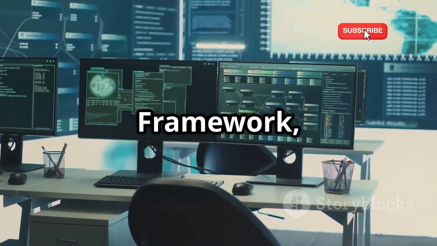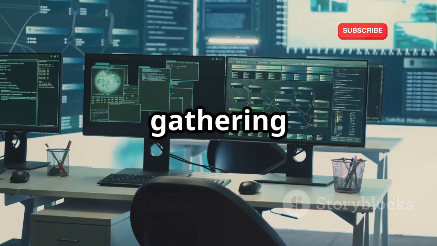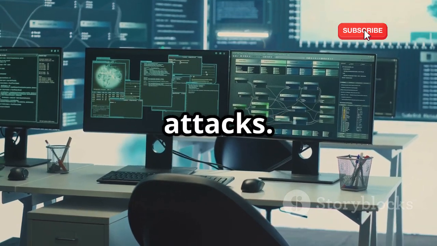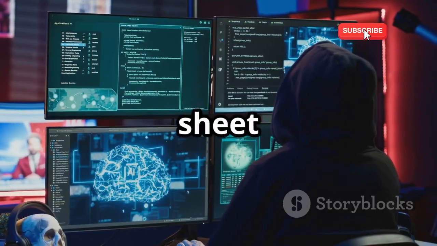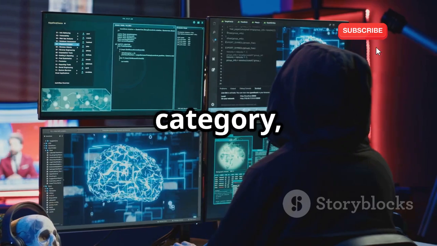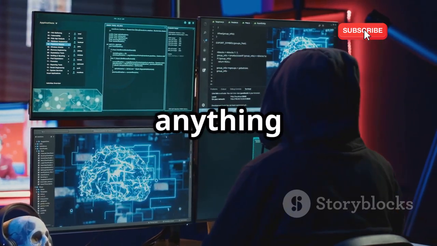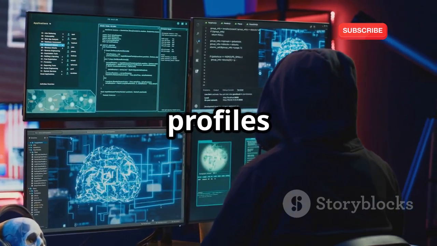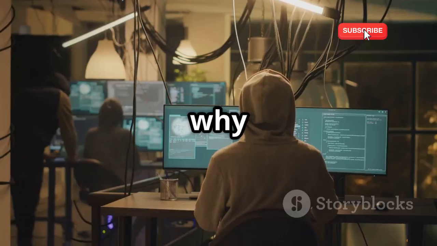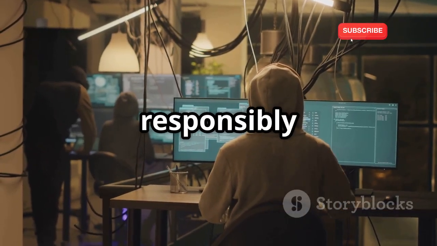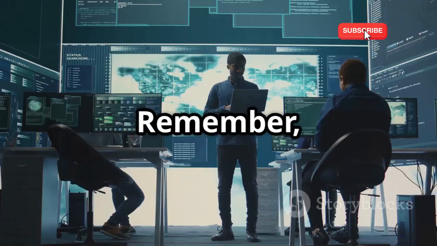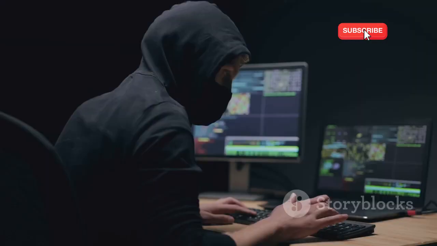The OSINT framework, on the other hand, is more about gathering information for social engineering attacks. It's like a giant cheat sheet of resources organized by category that can help you find anything from someone's social media profiles to their home address. That's why it's important to use these tools responsibly and ethically. Remember, we're the good guys here.